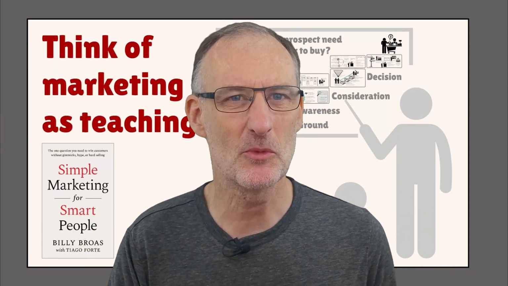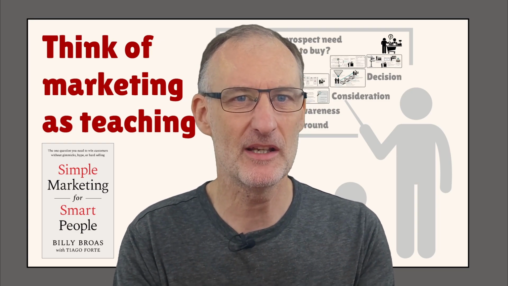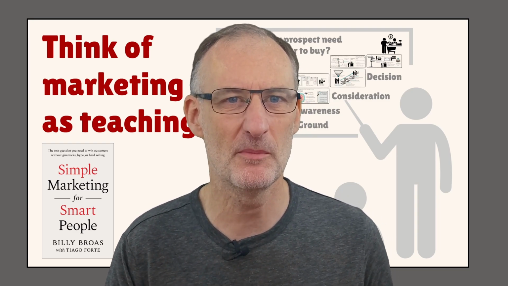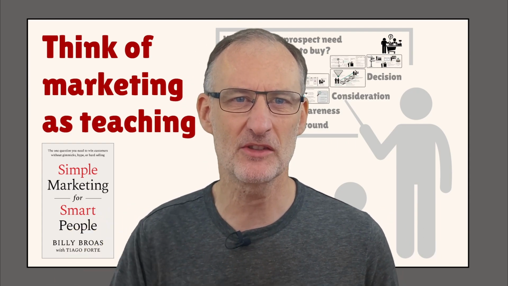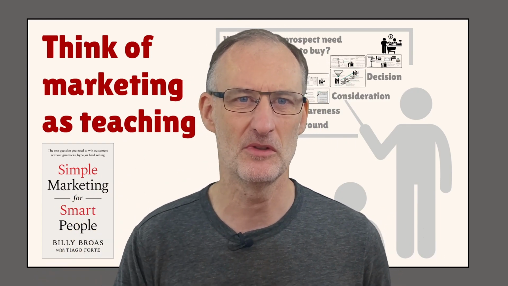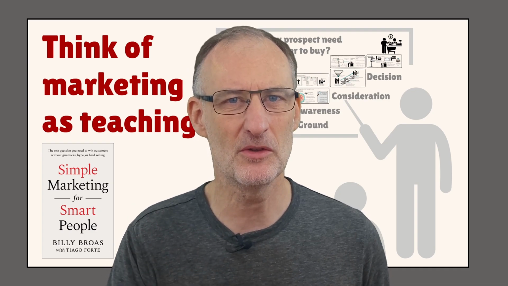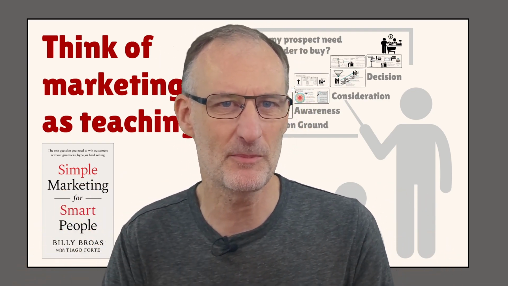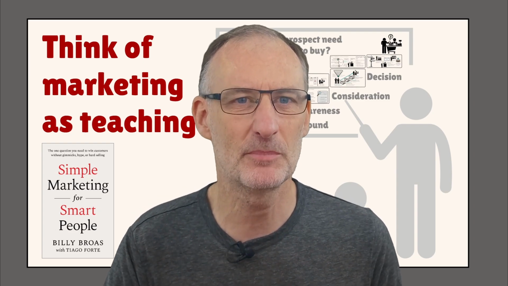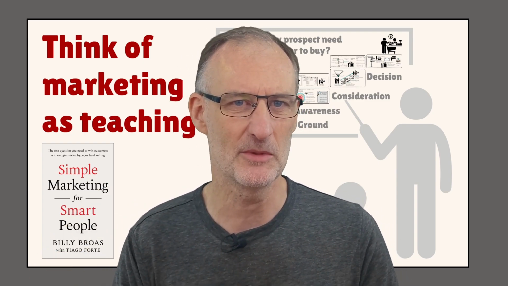In today's video, I'm going to share with you my quick summary of Simple Marketing for Smart People by Billy Broas and Tiago Forte. And on the back of this, I want to share two super interesting things with you. First, I want to show you how you can convert this book on a page into a blog post or academic paper using some Zettelkasten principles and Excalidraw Writing Machine.